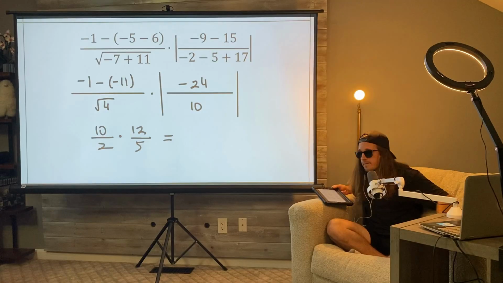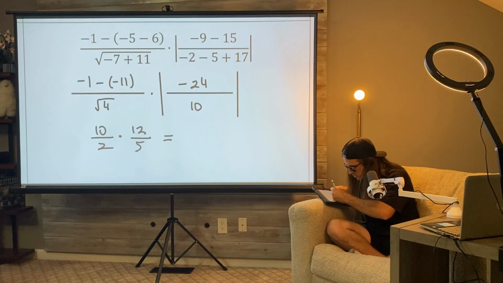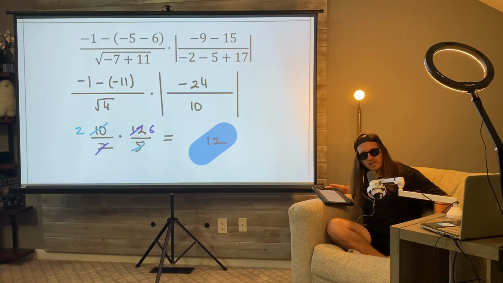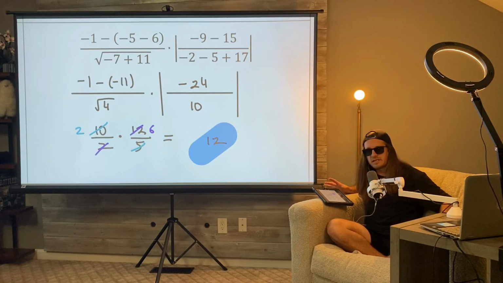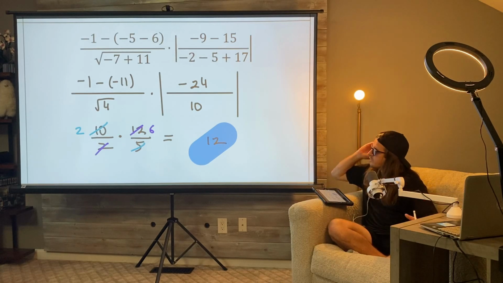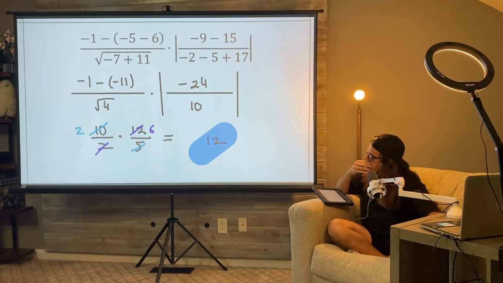Now I'm skipping steps. I want this to fit on the screen. But notice here that I can cross cancel. 2 and 12 cancel to a 6, and a 10 and a 5 cancel to a 2. 2 times 6 is 12. Again, I apologize if I lost you there a little bit, but I'm not teaching you how to handle fractions in this video. I'm sure I have it in another video somewhere.